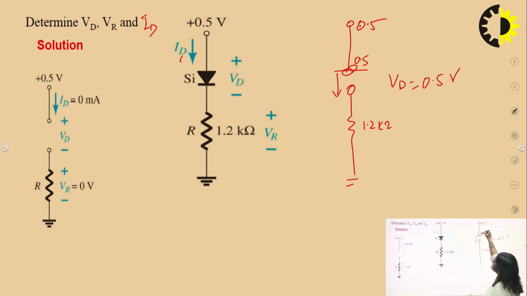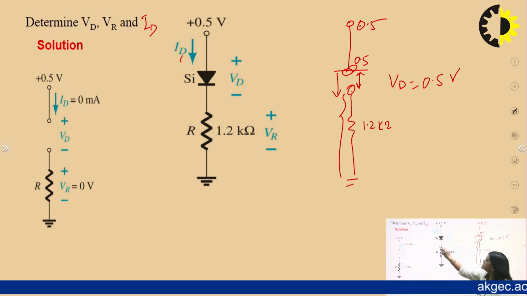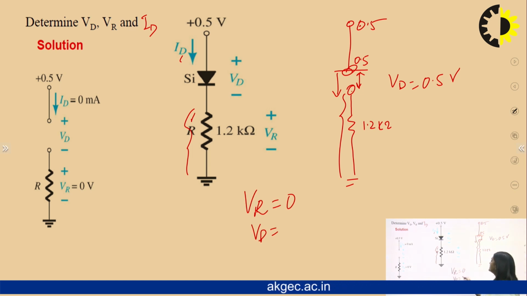So this voltage is at this end also. This is 0.5 and no current is flowing here. So this point is at the 0 potential. So this difference will be 0.5, and this difference is equal to the VD. VD is 0.5 in this case. ID is 0. VR is the voltage across this. Since no current is flowing here, VR would also be 0. So VR is 0. VD is 0.5 and ID is 0. So this will be the answer.